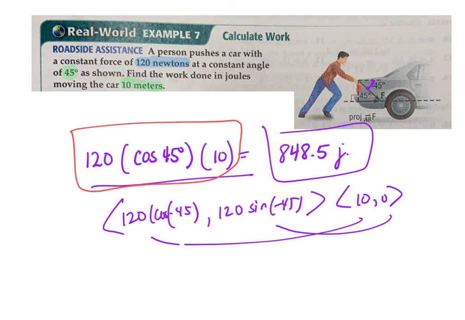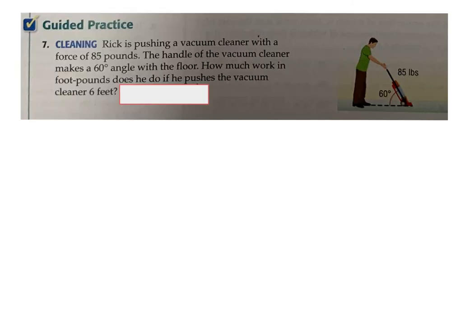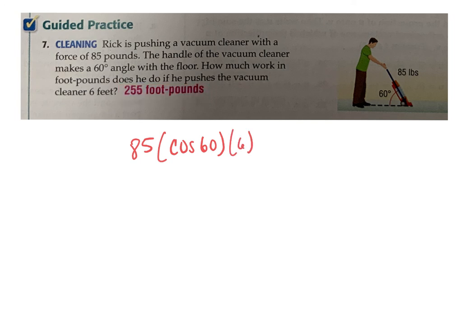All right, so try guided practice 7. All right, so for this one, you should have done force 85. The angle at which you're applying the force was cosine of 60. And he pushes the vacuum 6 feet. Your final answer for this should have been 255 foot-pounds. Your units will be in whatever they gave it to you in. And this, the first example, they gave it to us in joules, and this one they gave it to us in foot-pounds.